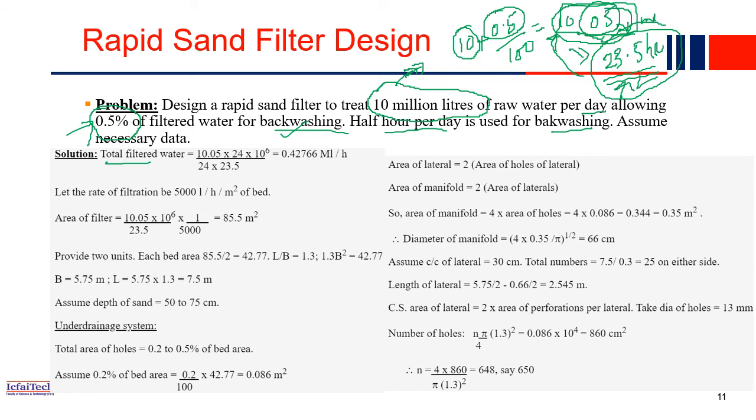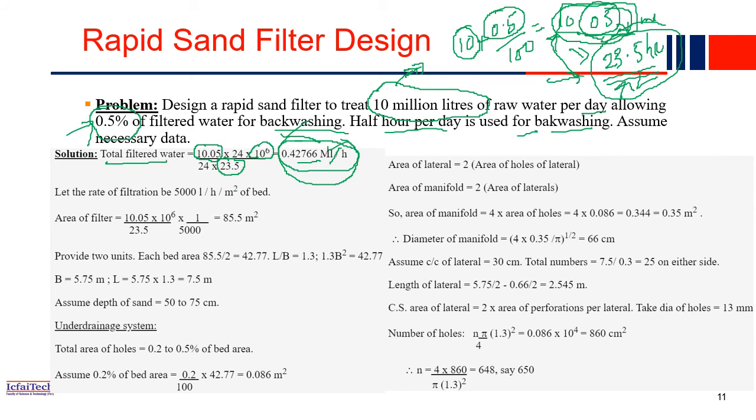So now, how much total filtered water do we have to filter out? 10.05 is the total we have to filter out. We are converting 10 to the power 6, meaning million liter, into liter. We multiply 10.05 times 10 to the power 6 divided by 23.5, because in one day we get a total of 23.5 hours, as 30 minutes is reserved for the backwashing. If you do it, you will get 0.427 million liter that you have to treat per hour. So in 1 hour that much water has to be treated.